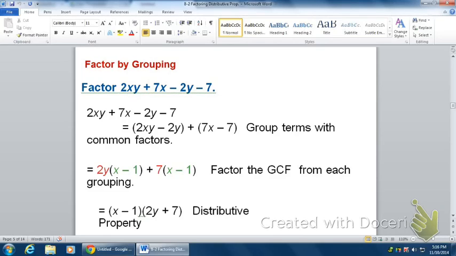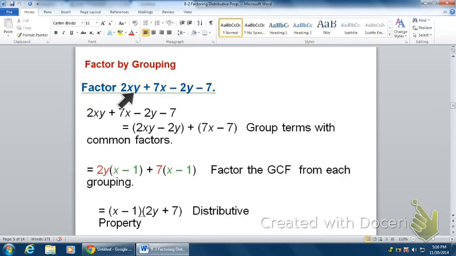Let's talk about this for a minute. Let's chat. Alrighty-o. Now, we started out with this factor 2xy plus 7x minus 2y minus 7. Okay, this was our original equation.